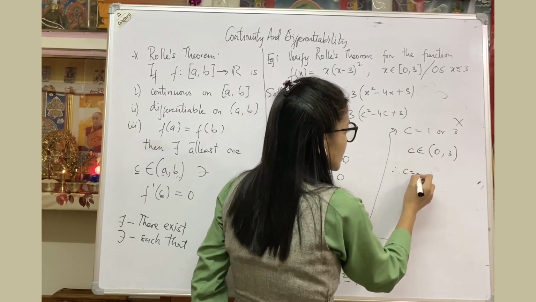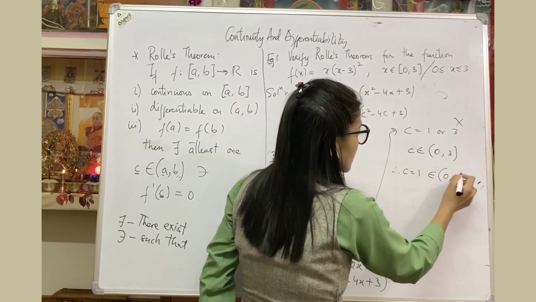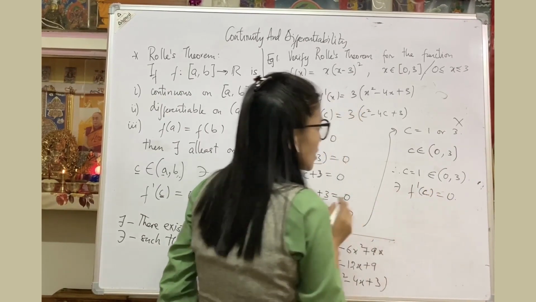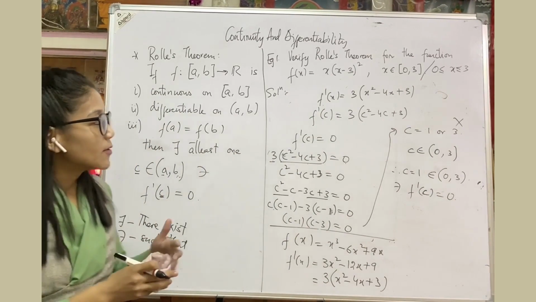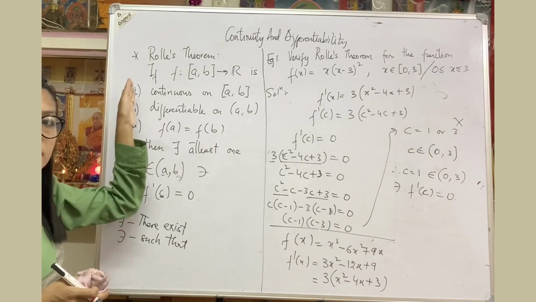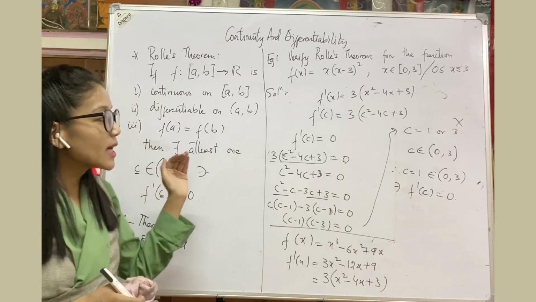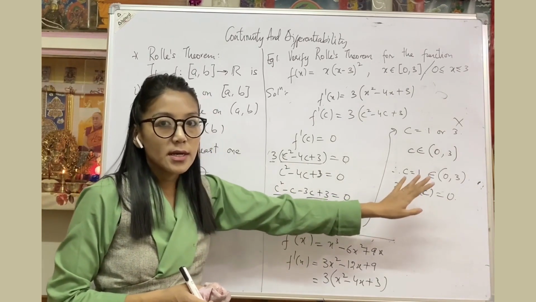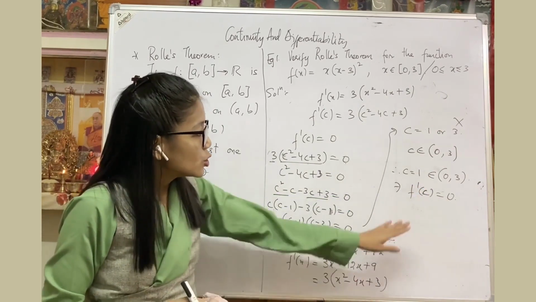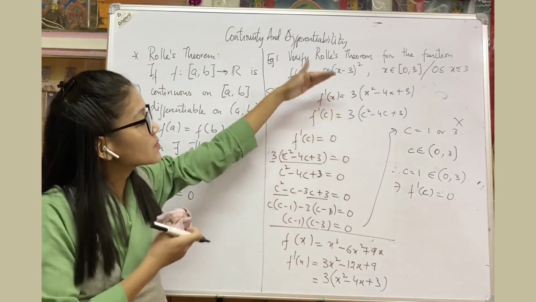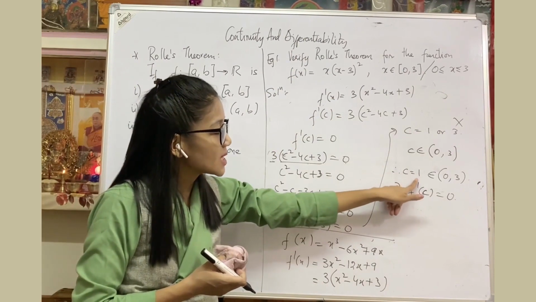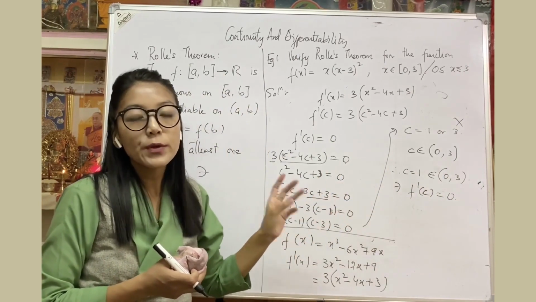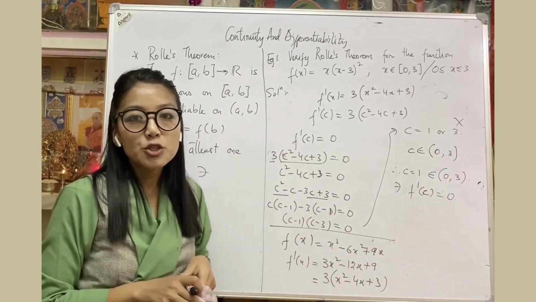So therefore we have c equal to 1, which belongs to the open interval 0 to 3, such that f dash of c is equal to 0. So this theorem is verified. First you will check whether a function is satisfying these three conditions or not, and after that you will find the value of c such that f dash of c is equal to 0. When this function satisfies all three conditions, we get one value of c within the open interval 0 to 3 such that f dash of c is equal to 0. This is how Rolle's theorem is to be verified.